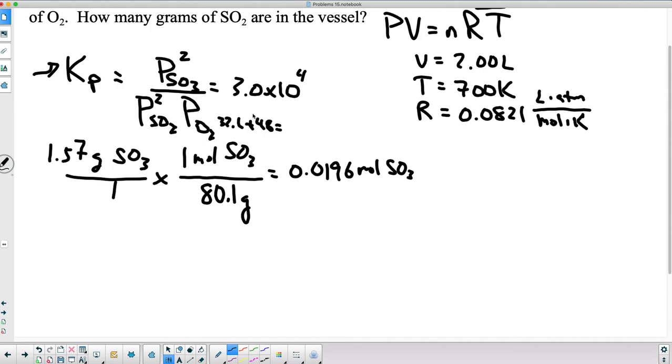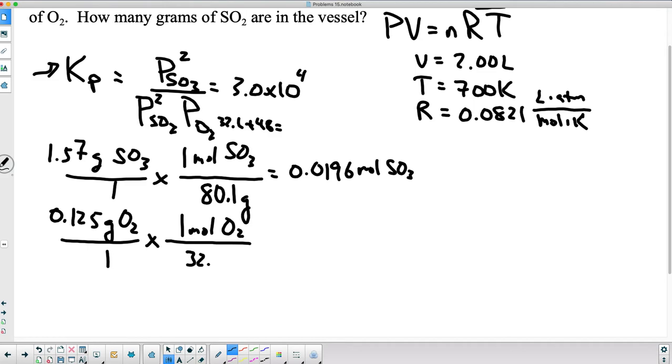So the next part says I got 0.125 grams of O2. That's in the problem right above, and I'm going to change that also to moles. So now I've got moles of O2. Notice it's O2, which means not 16 grams per mole, but 32 grams per mole. And when I take the 0.125 grams of oxygen divided by 32, I get something that looks like this.